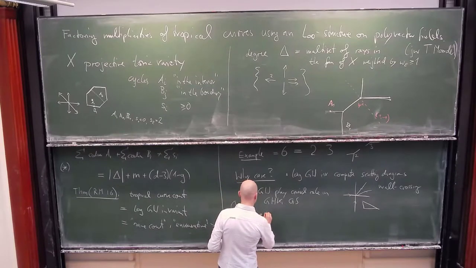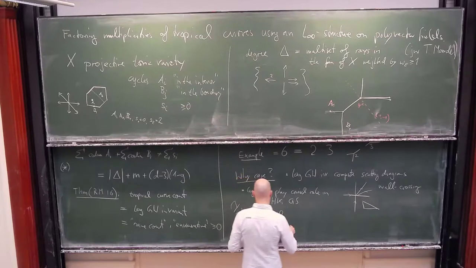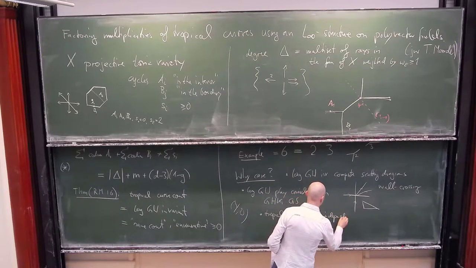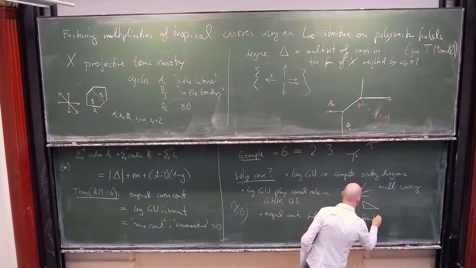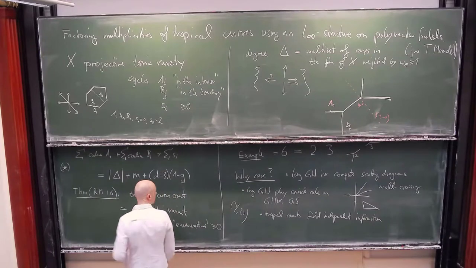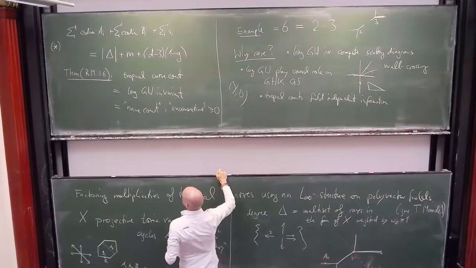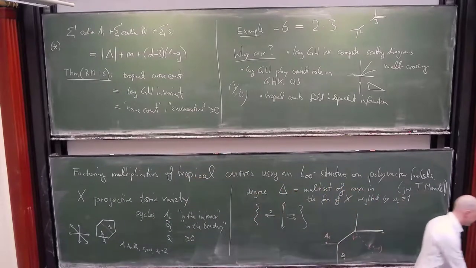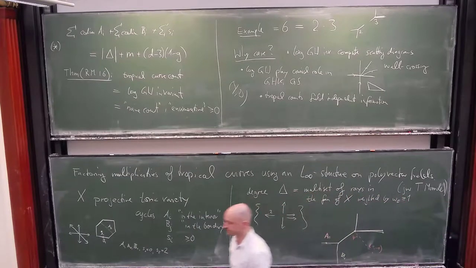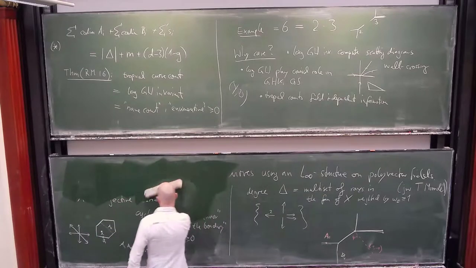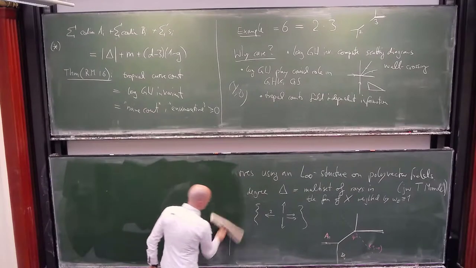Then, tropical counts have some field-independent information. What do I mean by that? There's something called a Block-Göttsche invariant, which goes classically back to so-called refined severi degrees. And this is like a quantum count. It doesn't really exist yet in Gromov-Witten theory, but there should be some quantum Gromov-Witten theory. But in tropical geometry, it's very, very simple.